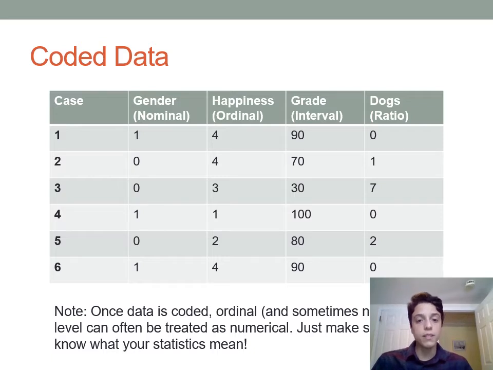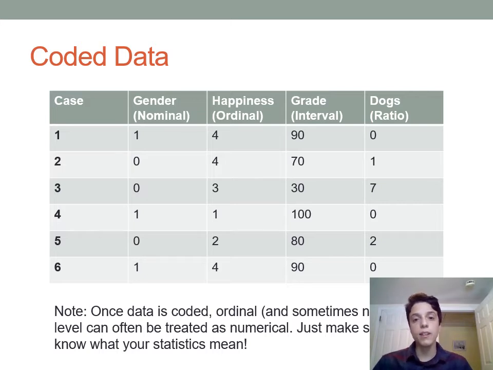And as a quick note, once data is coded, sometimes ordinal and other non-numerical variables are treated as numerical. So for example, you could find the mean level of happiness here based on these 1s, 2s, 3s, and 4s. And the important thing, if you're doing this, is just to remember what the statistics actually mean. So a mean level of happiness of 1.2 here would mean that your average level of happiness is somewhere between very unhappy and somewhat unhappy. That's not actually what the average is. I didn't calculate this before saying that.